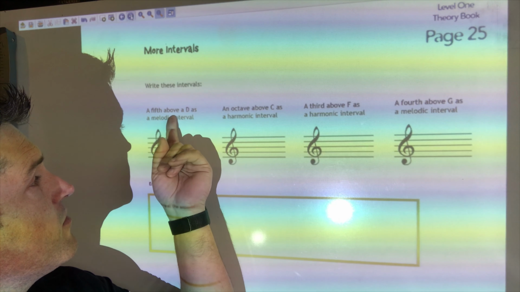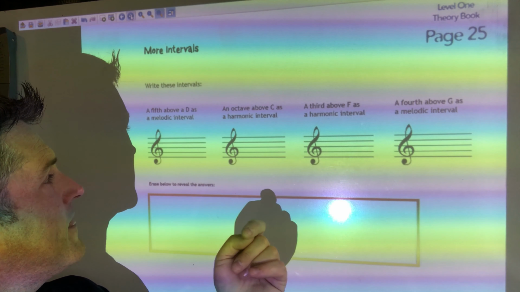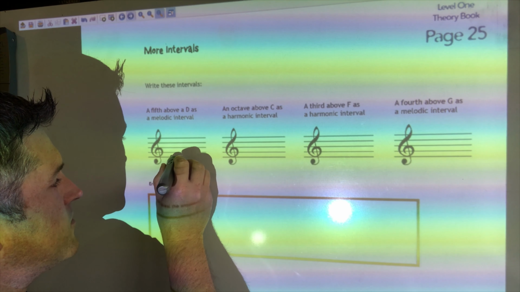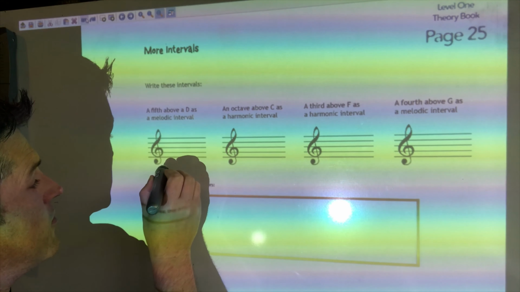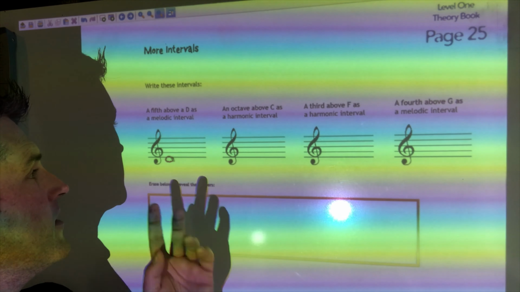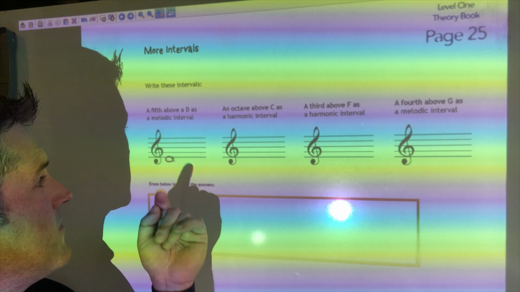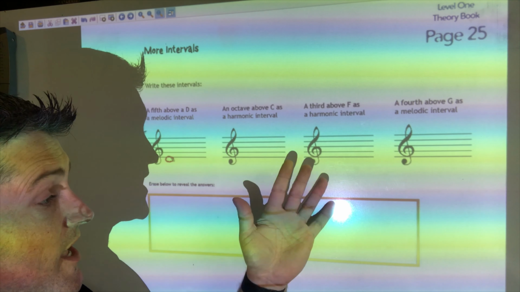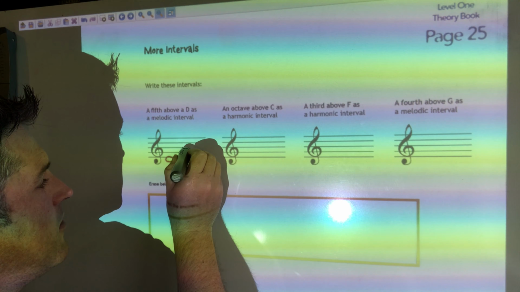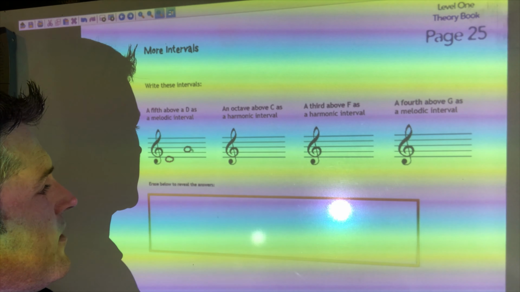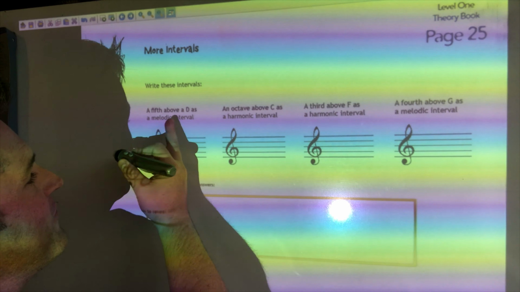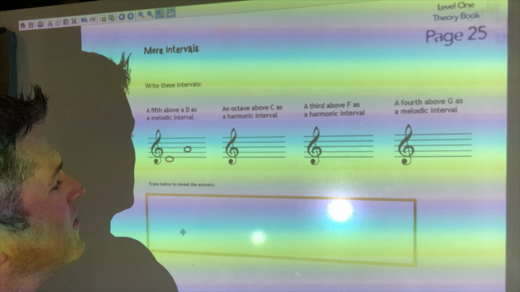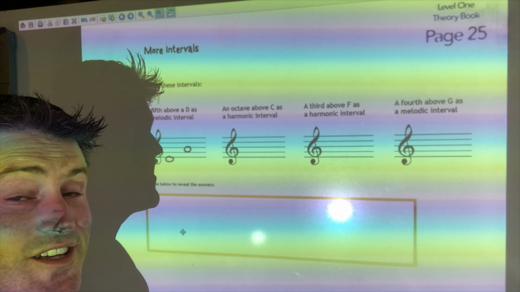Within this here, the fifth above D is a melodic interval. So what we need to do is make sure that your D note is in there first, and the fifth above it: D, E, F, G, A. Now it's a melodic, which means it's going to be following up. Here's my D note, there is my A, so that works as a nice neat one.